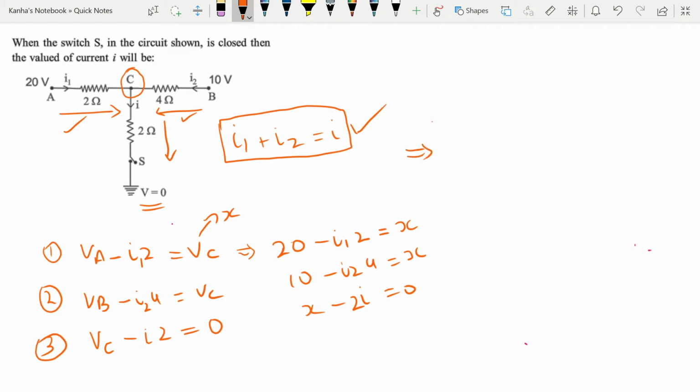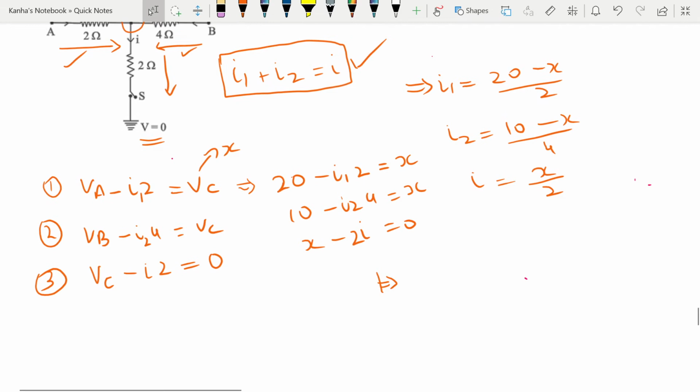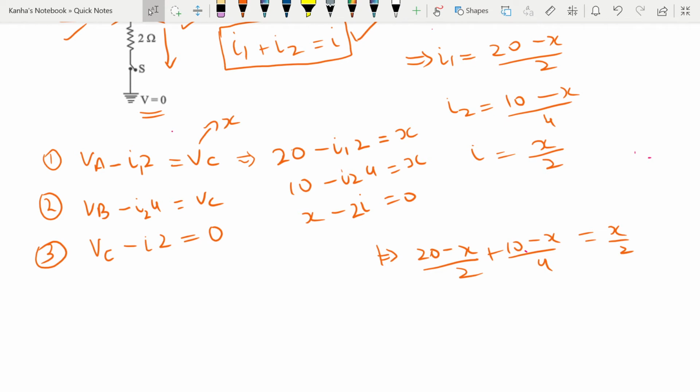What do we have here? We can easily write that my I1 becomes 20 minus X divided by 2. My I2 becomes 10 minus X divided by 4, and my I becomes X divided by 2. Substituting it back, I can easily find that this reduces to 20 minus X by 2 plus 10 minus X by 4 is equal to X by 2. Now you simply need to solve this.